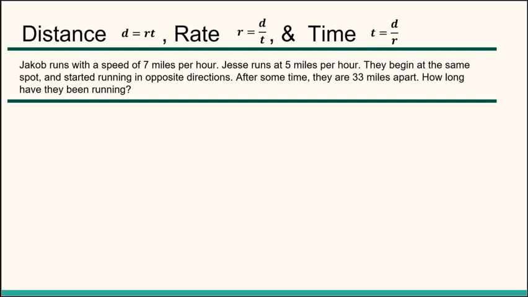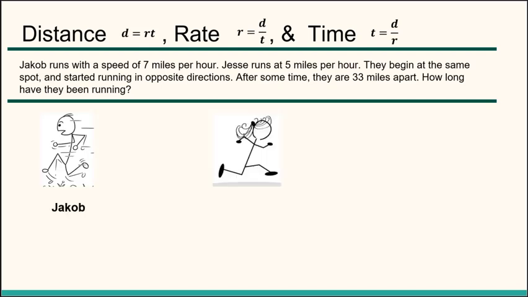Let's say that Jacob runs with a speed of 7 miles per hour and Jesse runs at 5 miles per hour. They begin at the same spot and they start running in opposite directions. Now, after some time, they're 33 miles apart. How long have they been running? All right, there's Jacob. Here's Jesse. All right, they've been running and they're now 33 miles apart.